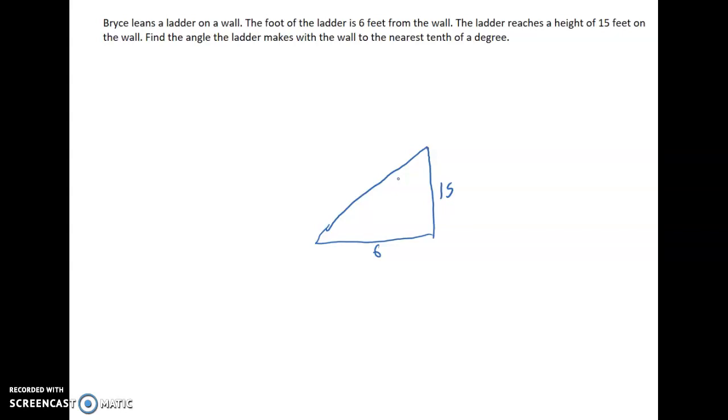So the angle that the ladder makes with the wall would be right here, and we can say that that is theta, because we do not yet know what that angle is, but we're trying to find it. And since we are trying to find this angle, and this is the reference angle, then we know that this is opposite, this is adjacent, and this is the hypotenuse.